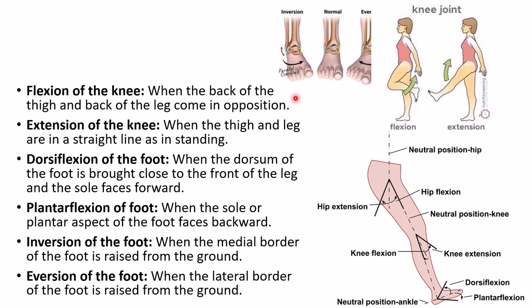Inversion, as we have already discussed, is when the medial border of the foot is raised from the ground so that the plantar surface is facing inward. And in eversion, the lateral border of the foot is raised from the ground. So you can define it in two ways, by the medial and the lateral border when they are away from the ground or raised from the ground. For example, in inversion, we have to raise the medial border of the foot away from the ground. But in eversion, you have to raise the lateral border of the foot away from the ground. So what will happen in inversion? The plantar surface will be facing inward, and in eversion, the plantar surface will be facing outward.